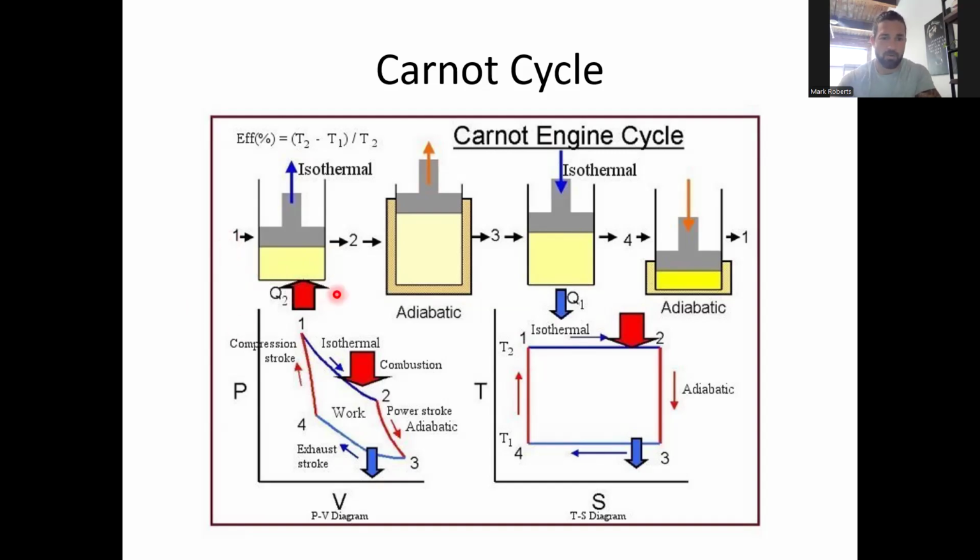So the first part of the process is what's called isothermal heating. When we take this gas and put it in contact with a hot reservoir that's at a constant temperature, the piston will expand while the gas is heated up.